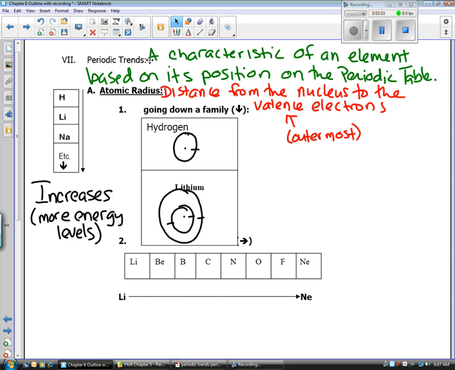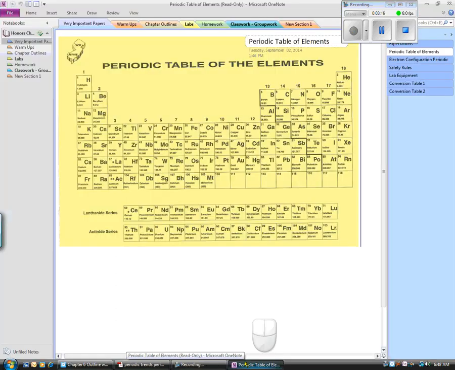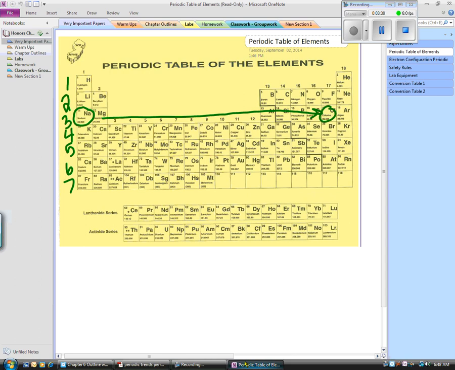Now going across isn't quite as obvious to see, but as we go across, it's actually going to decrease. And here's the reason why. You'll notice on the periodic table, if we start, let's say, with sodium, it has 1, 2, 3 rings, right? Because you can go all the way to 7. So it has 3 rings. Now if we go across, let's say to chlorine, it still has 3 rings. It's still in the same row.